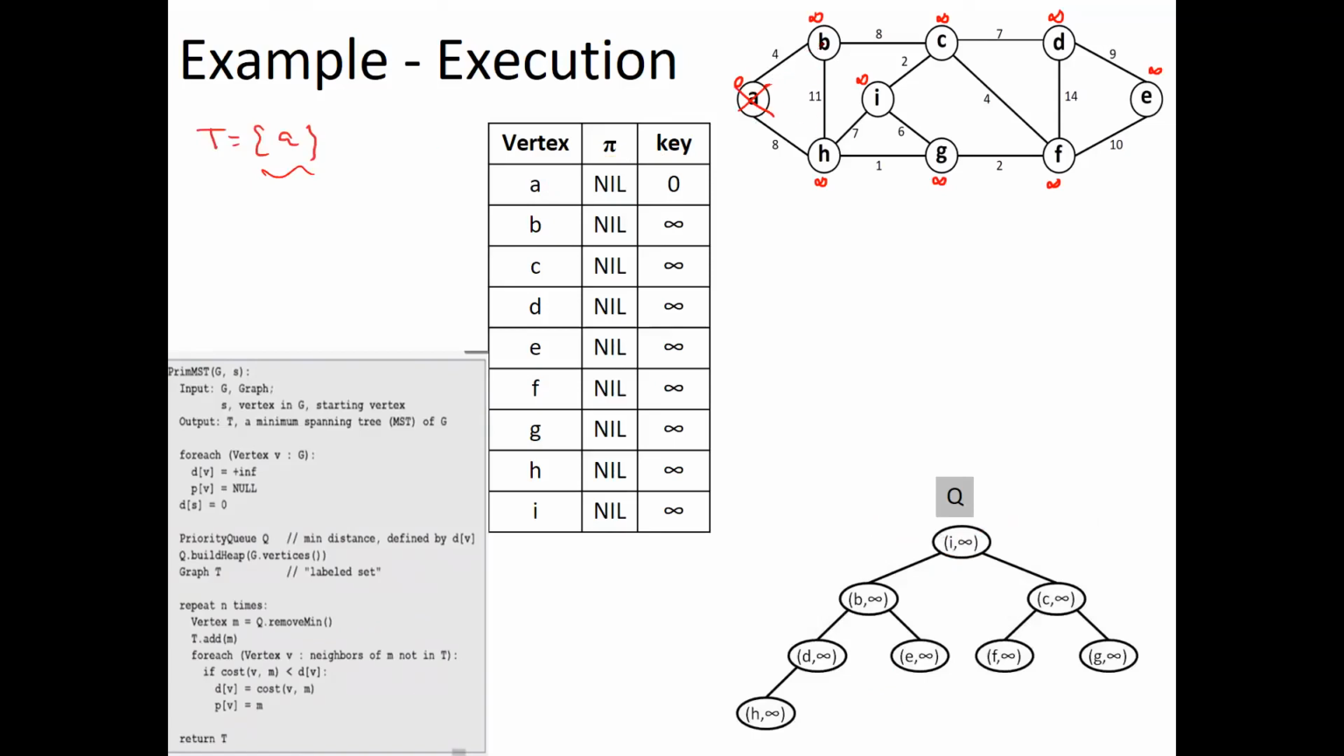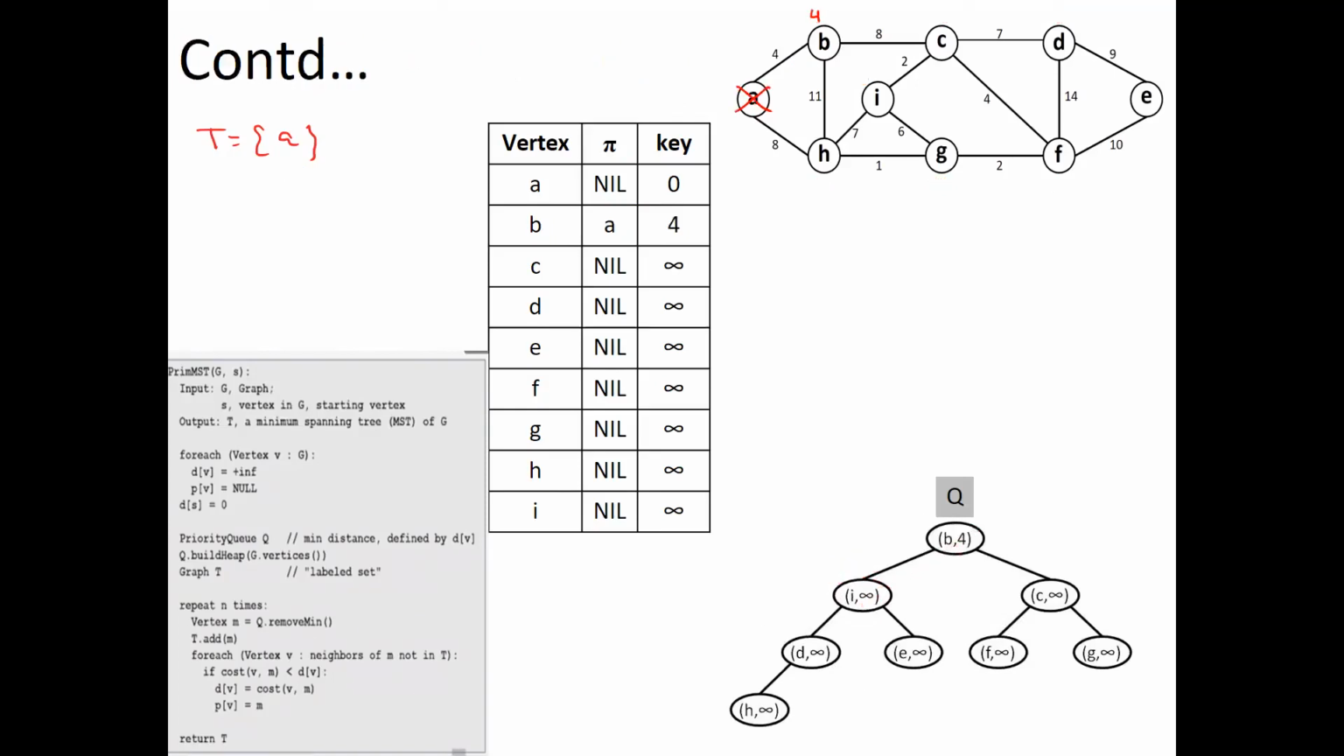Now adjacent to A is B, so the B entry will be updated to 4. Once the B entry is updated to 4, so B comma 4, this entry will come up because it is smaller than this one, so there will be swapping of the I and B4 entries like this. The predecessor of B will be equal to A, and the key value is now updated to 4.